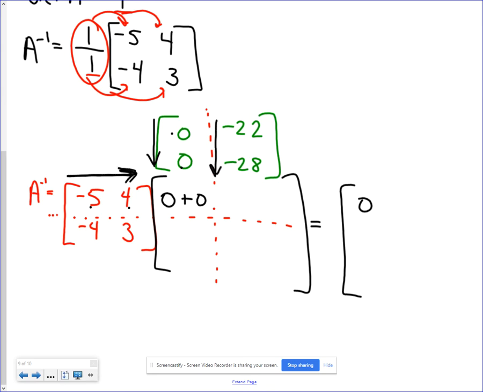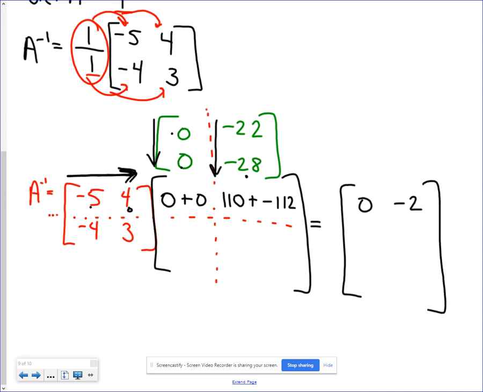So -5 times -22 is going to be what? Positive 110. And then 4 times -28 is -112, which gives us -2.